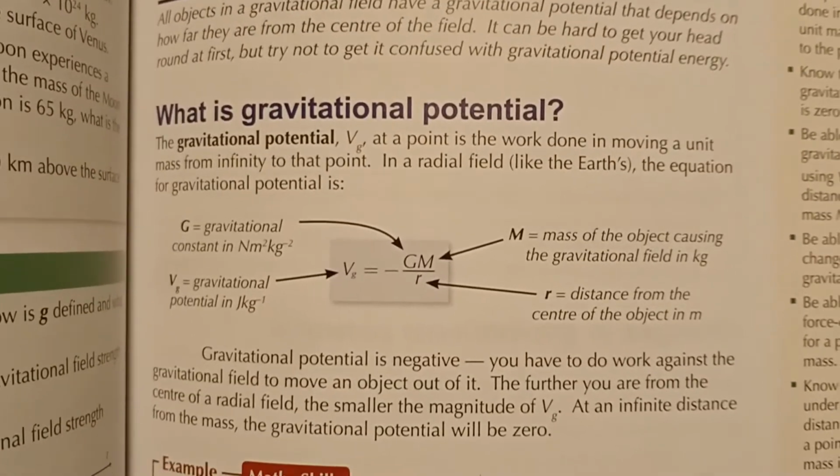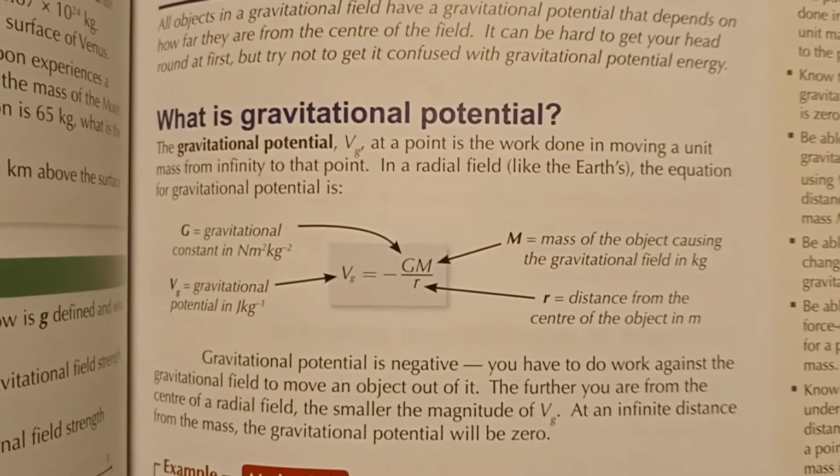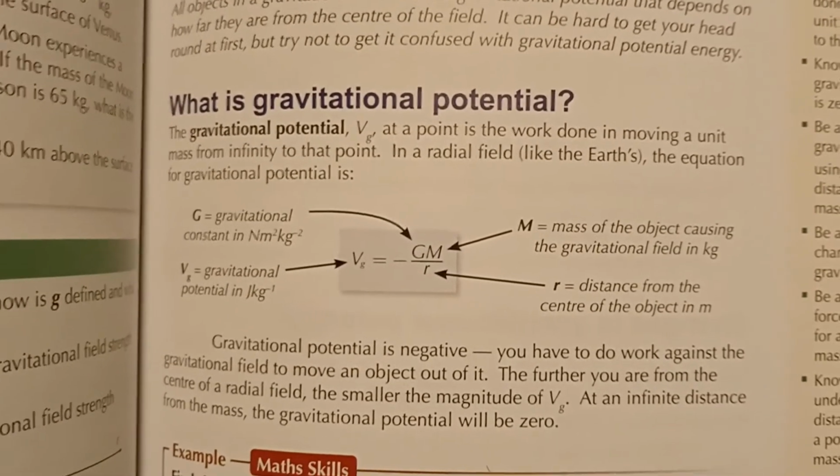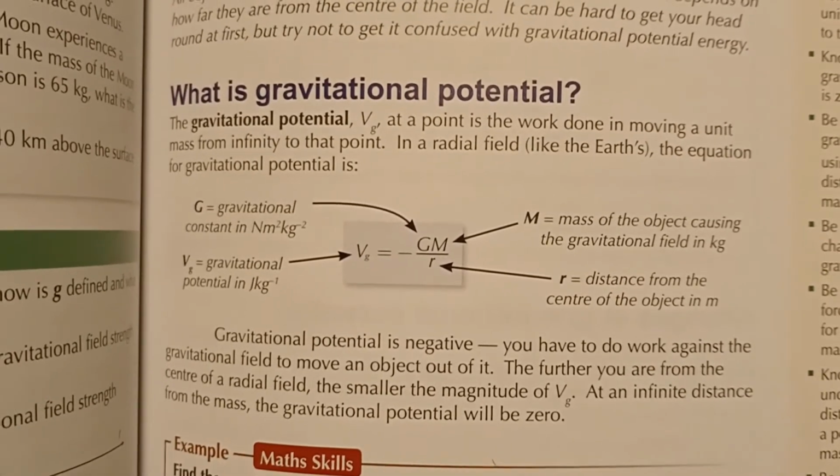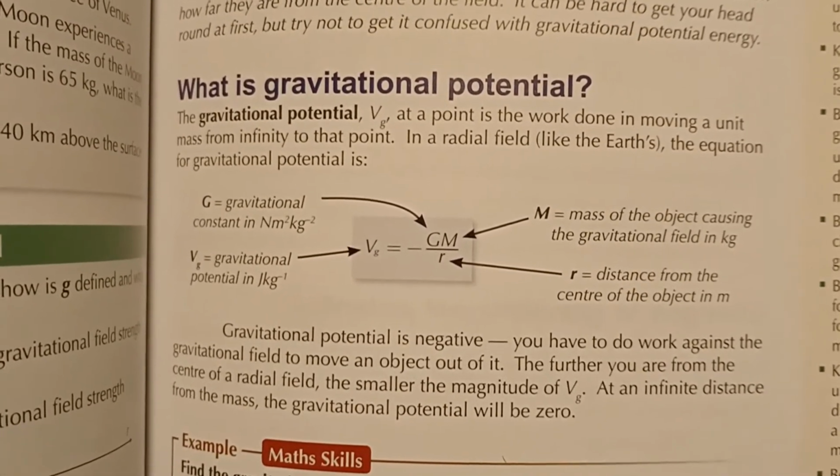Okay, so this is from the book. What is gravitational potential? The gravitational potential Vg at a point is the work done in moving a unit mass from infinity to that point.